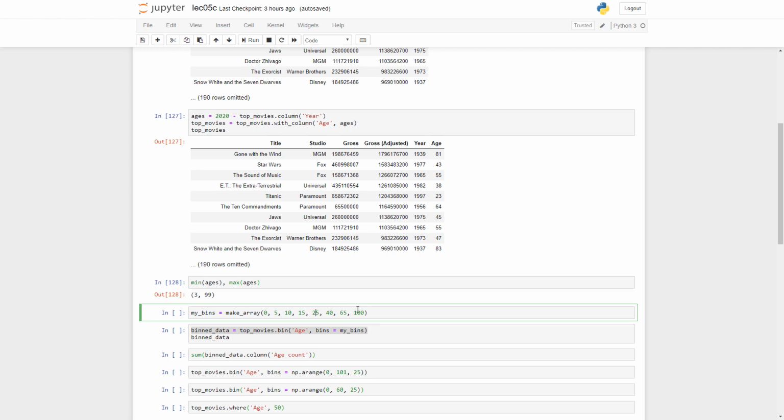And 100 here doesn't define a new bin, it just defines the upper bound of the last one, okay? So the last number here is not 100 or more. By definition here, this last number is just defining the upper bound of the last bin. So it's not a new bin. So the number of bins here is 7.